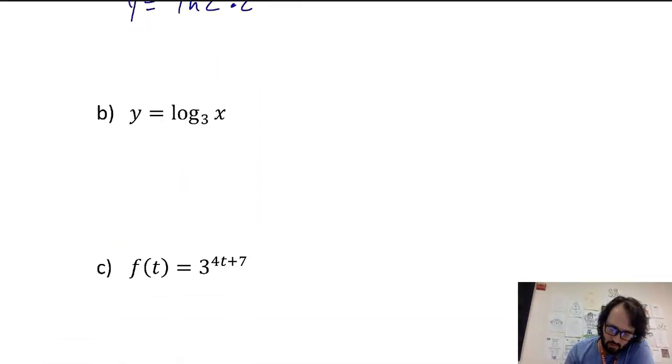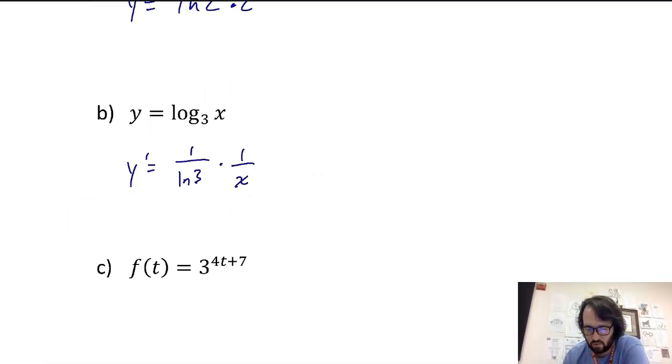Okay, so this one is y prime, 1 over ln of the base, which is 3, times 1 over x, and then times 1 over 1, or just 1, right? Because the derivative of x is 1.